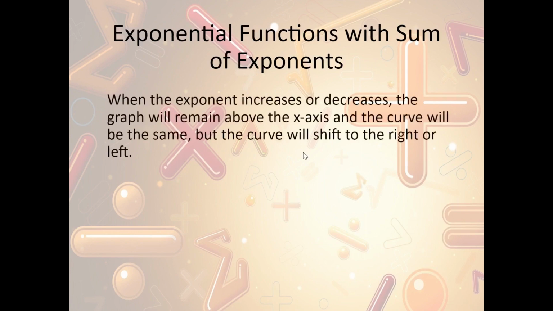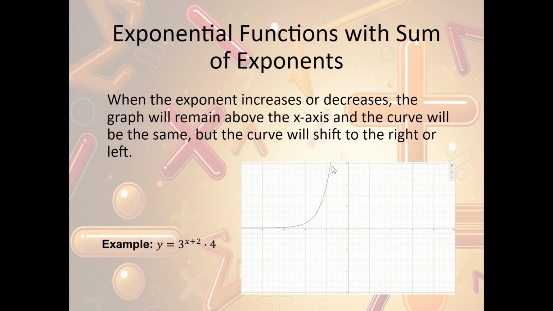Now, what if we do a sum of exponents, meaning we add something to the exponent? Well, that will cause the graph to shift to the right or to the left. So for instance, we have y equals 3 to the x plus 2 times 4. Notice it's the same curve, and because this is in the exponent, we're always going to go opposite. So you would think that x plus 2 means we're going to slide to the right. But because it's in the exponent, we go opposite, so x plus 2 becomes a shift to the left. It's the same graph as 3 to the x times 4, except we slid it to the left 2 units.